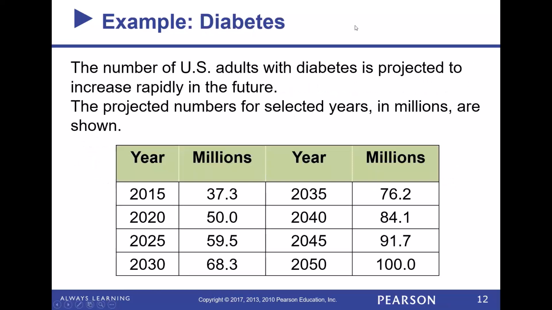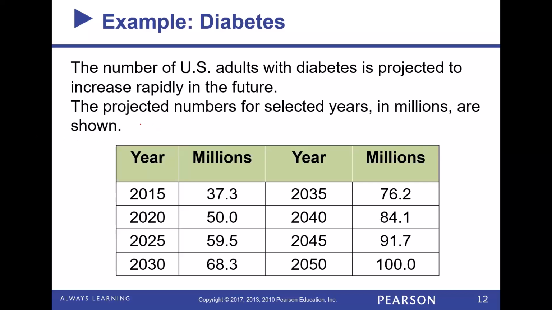Okay. So let's try another problem, again, looking at these here. The number of US adults with diabetes is projected to increase rapidly in the future, and the projected numbers for the selected years in millions are shown below. Now, be very cautious as you're going through these, a lot of the times the instructions are going to tell you, normally in like part A, what is going to be your 0 year.